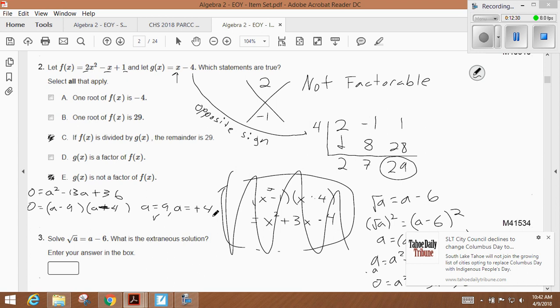For when I plug the 4 in? Yeah, both of these are negative. I made a mistake. Or I said something and wrote the other.